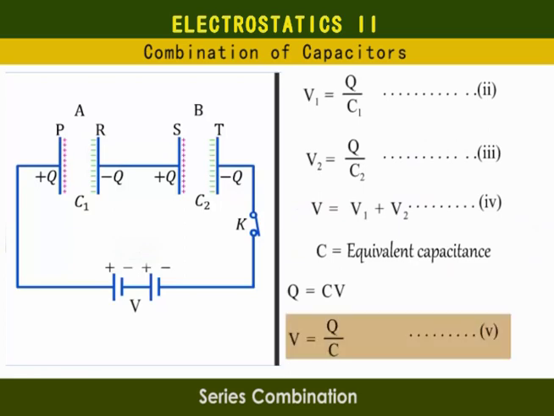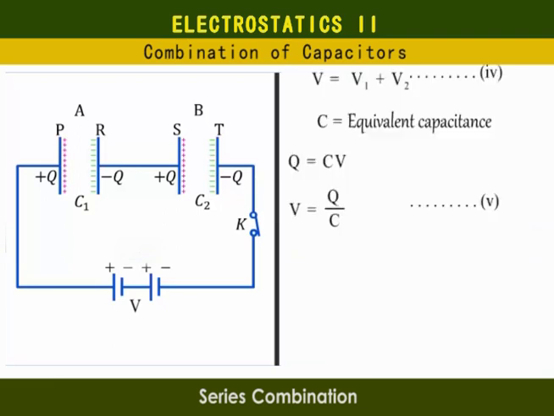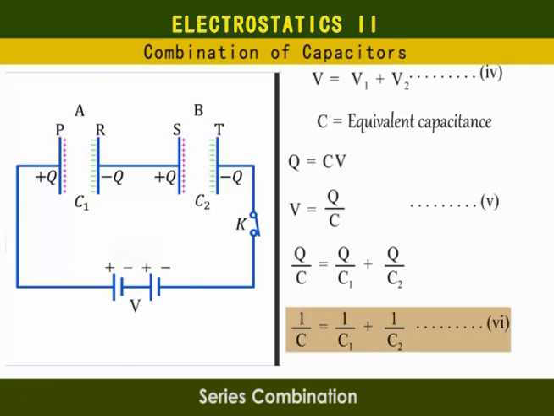Substituting equations 5, 2, and 3 in equation 4, we get Q over C is equal to Q over C1 plus Q over C2. Simplifying the expression, we get 1 over C is equal to 1 over C1 plus 1 over C2. Equation 6 gives the relationship between the equivalent capacitance for the combination of two capacitors connected in series and their individual capacitances.